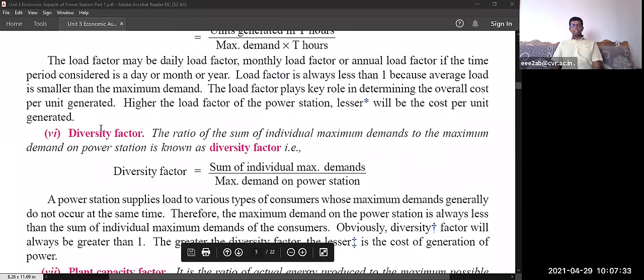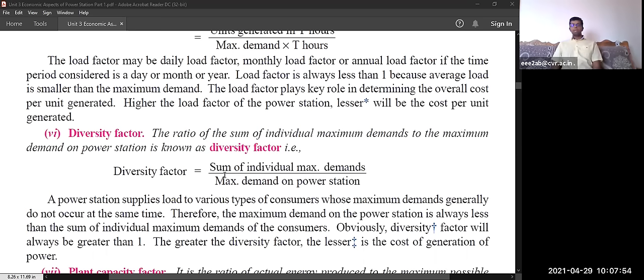Next is diversity factor. So what is meant by diversity factor? Diversity factor is nothing but the ratio of the sum of individual maximum demands to the maximum demand of the power station. That is known as diversity factor.